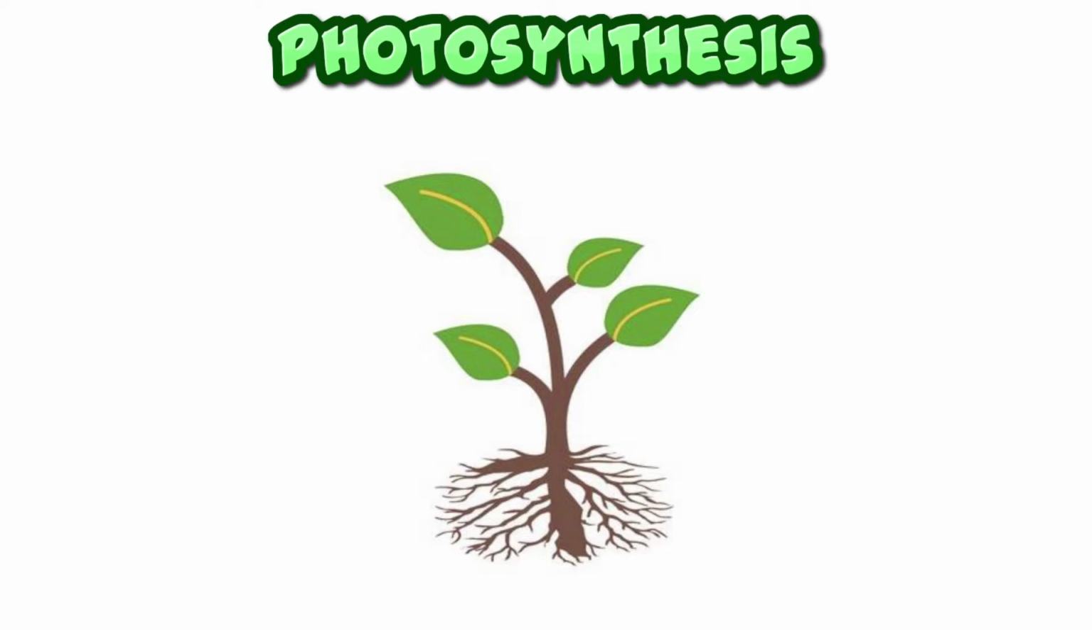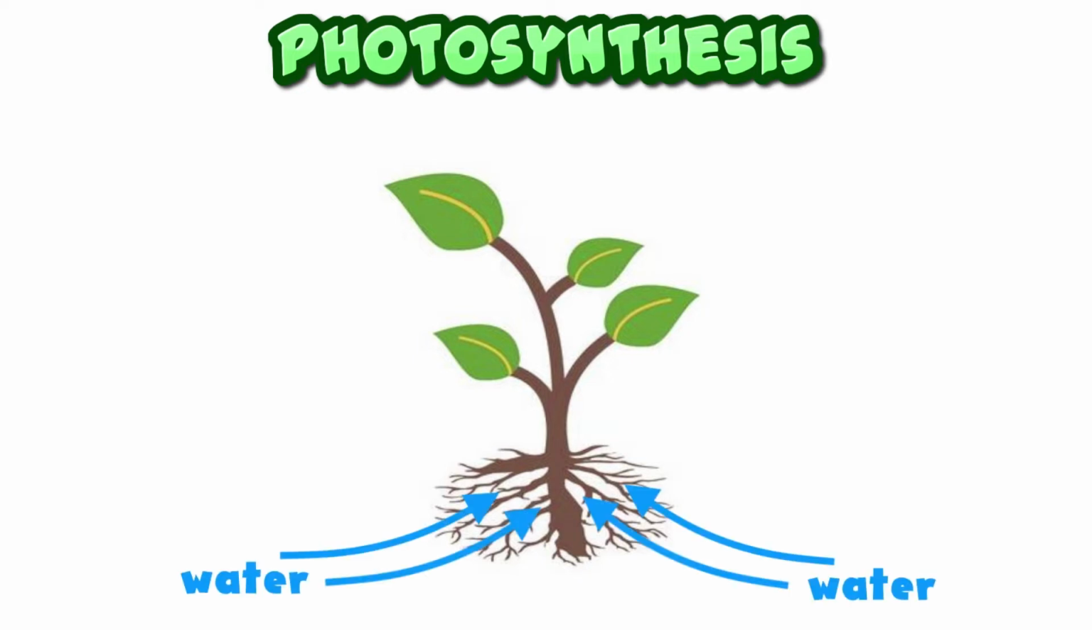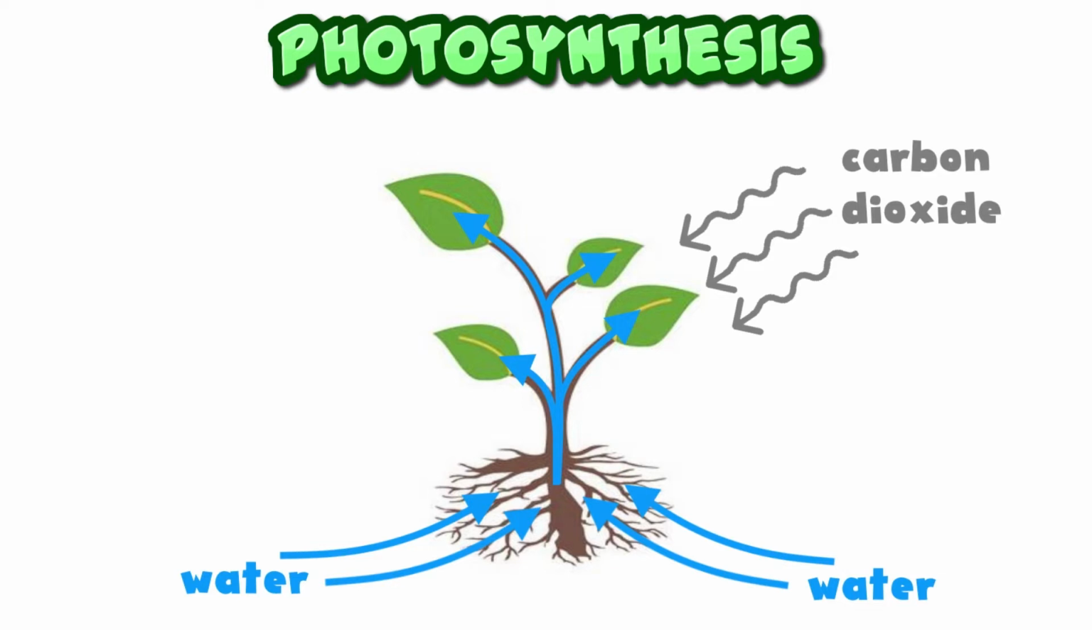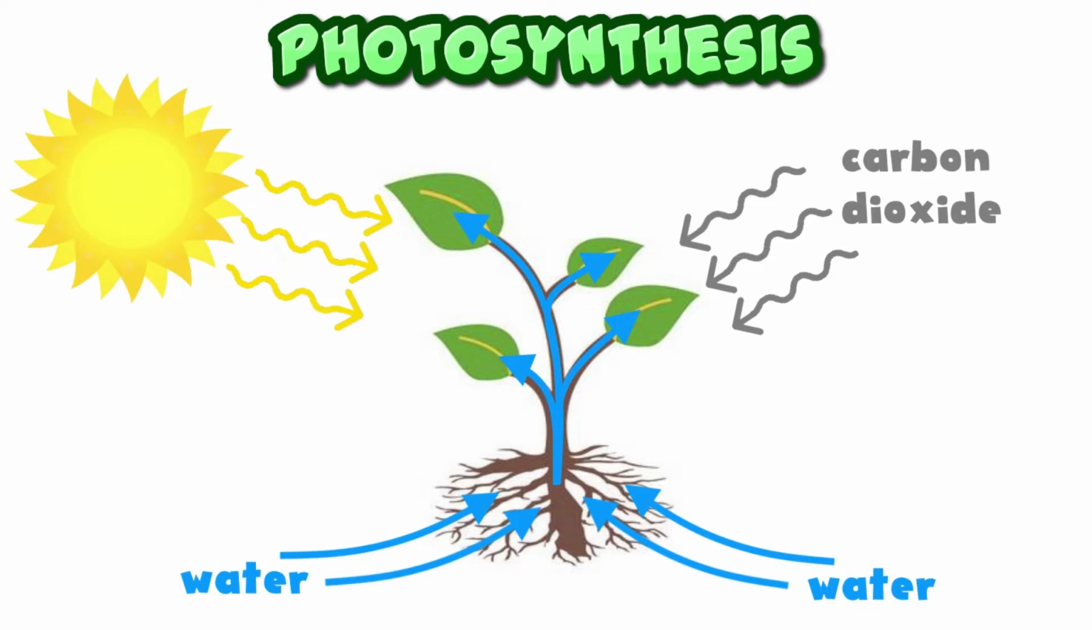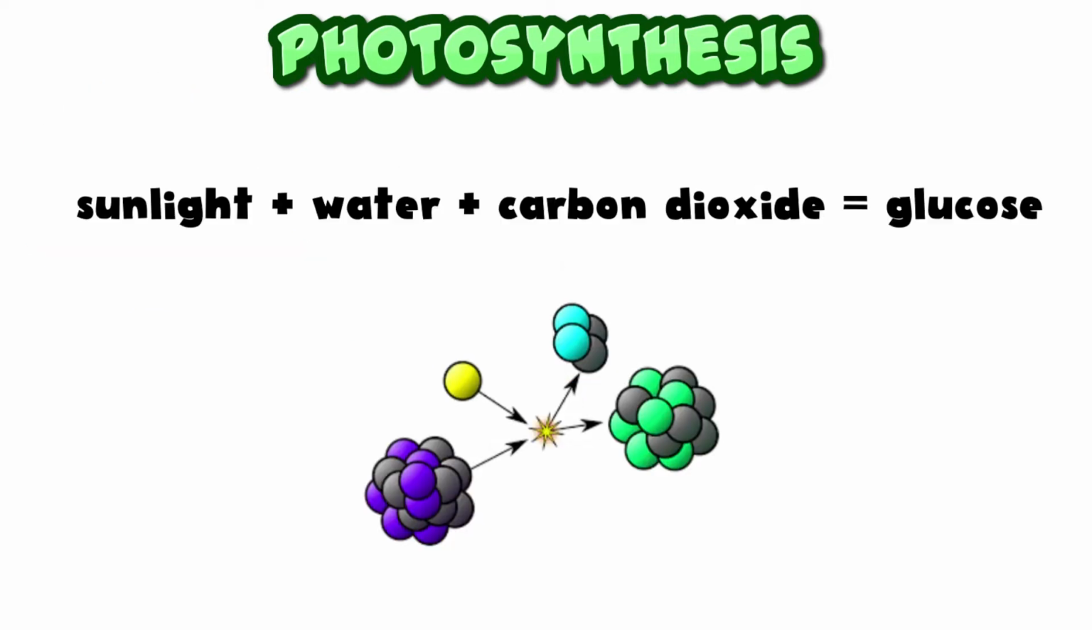The roots of a plant act like little straws as they take in water and nutrients from soil. The water and nutrients are then transported to the leaves of the plant. Leaves are like little factories. They take in carbon dioxide from the air, as well as energy from sunlight. Plants use the sun's energy, along with carbon dioxide and water, to produce a type of sugar called glucose.